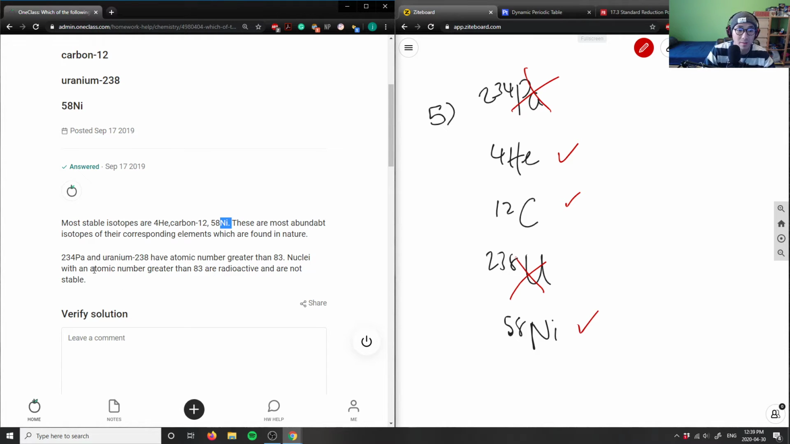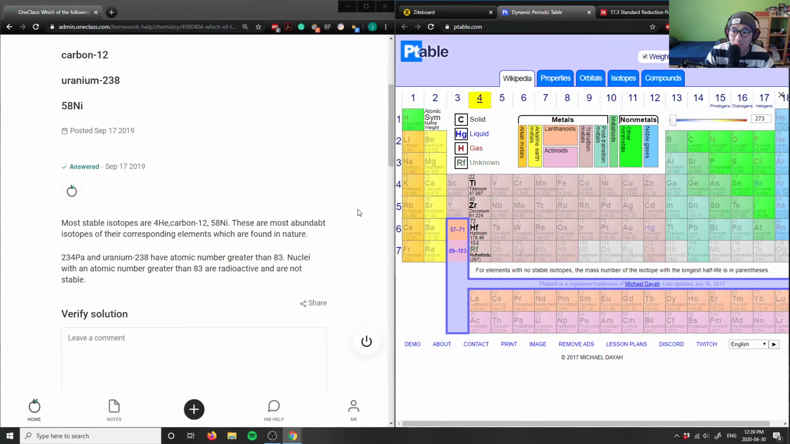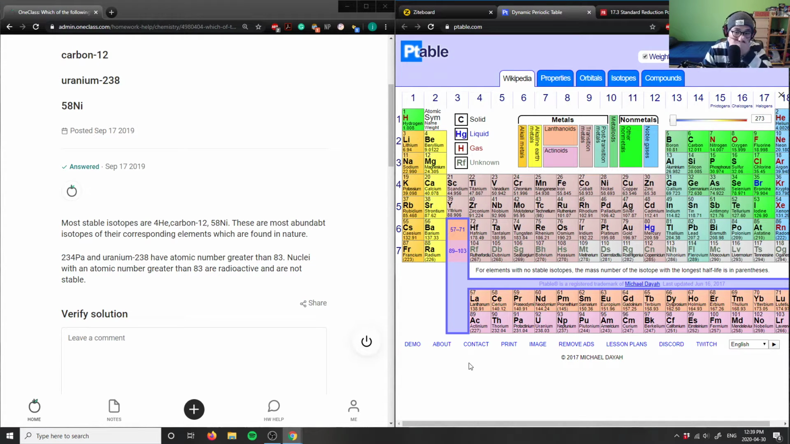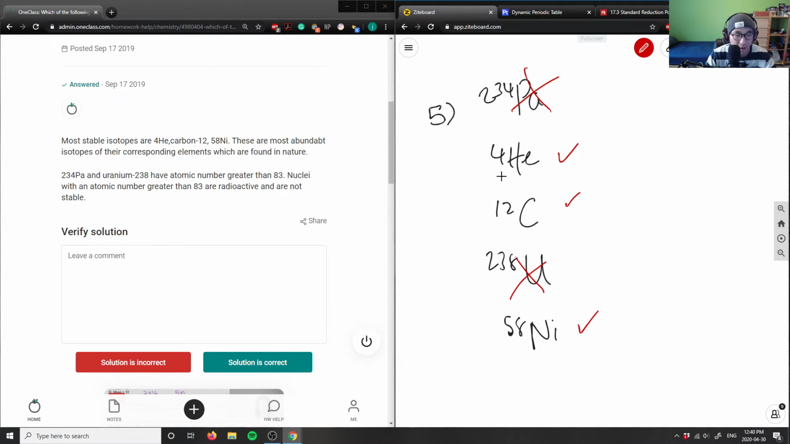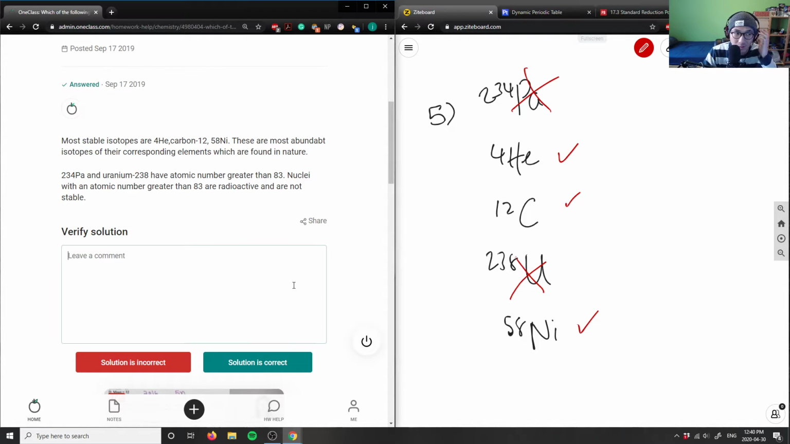That's good. And then Pa and uranium have a greater atomic number than 83. So 83, you can say, is the cutoff in terms of radioactive decay. Normally, elements that are further down the periodic table are less stable than the ones at the top. So the solution here is correct. Good analysis here.